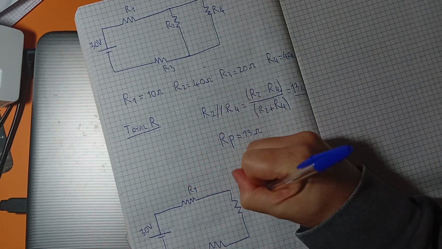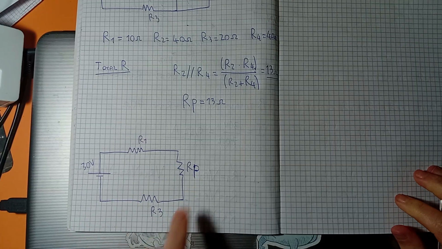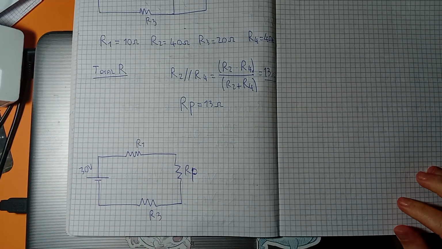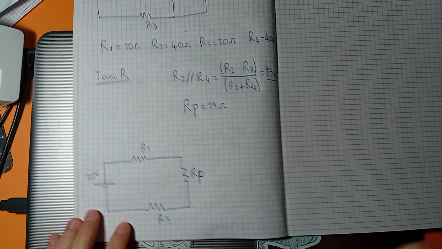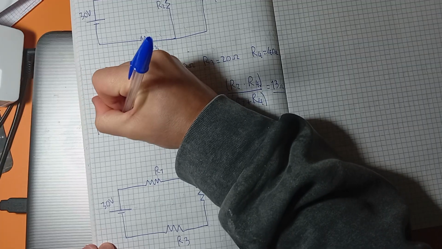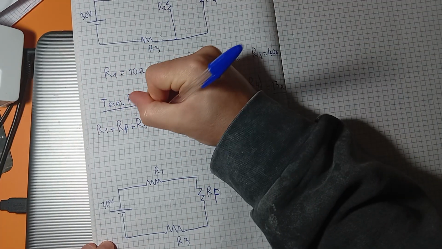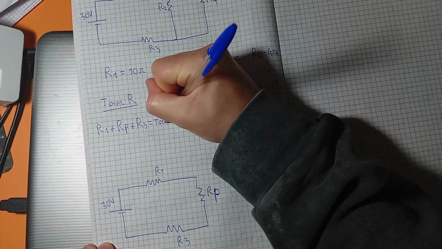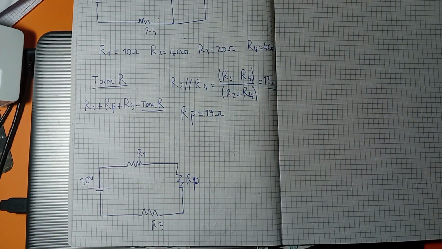R1, RP, and R3. I can redraw the circuit in this way, and now I can calculate the total resistance. Now I have a series configuration, so I just make R1 plus RP plus R3. This will be the total resistance of this circuit.